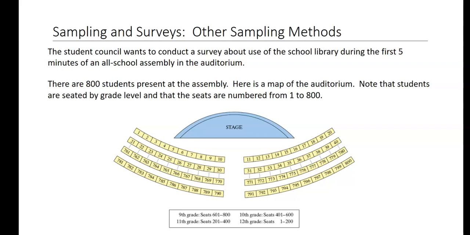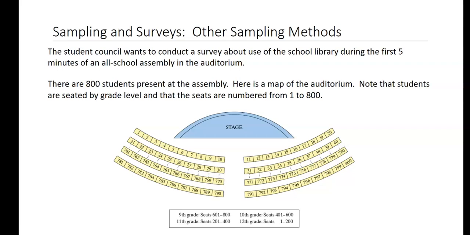Okay, so this is one of our big examples. If you're in class, I think I printed this off so you have it. So you have to write it down in your notes. Student council wants to conduct a survey about the school library during the first 5 minutes of an all-school assembly in the auditorium. There are 800 students in this assembly. Here's a map of the auditorium.